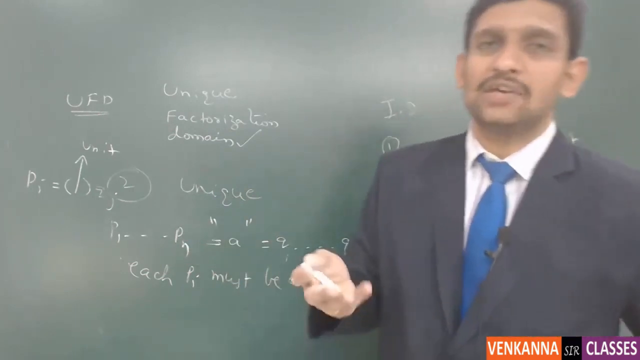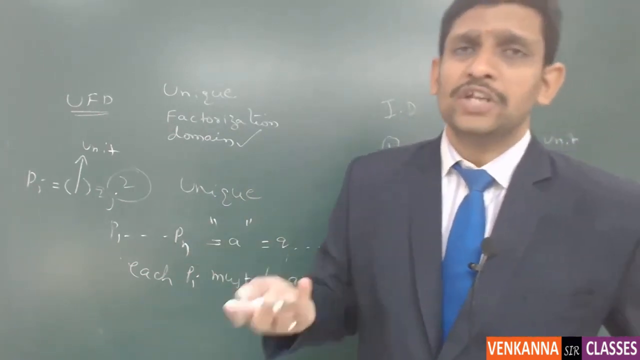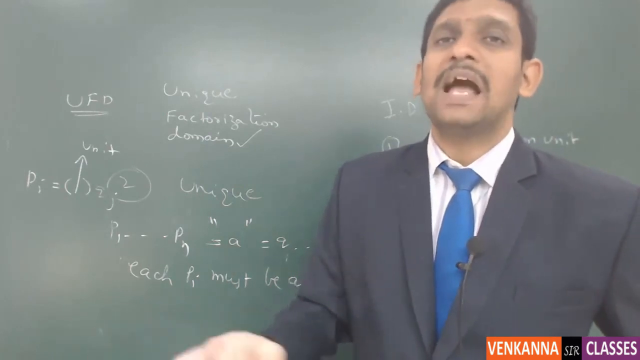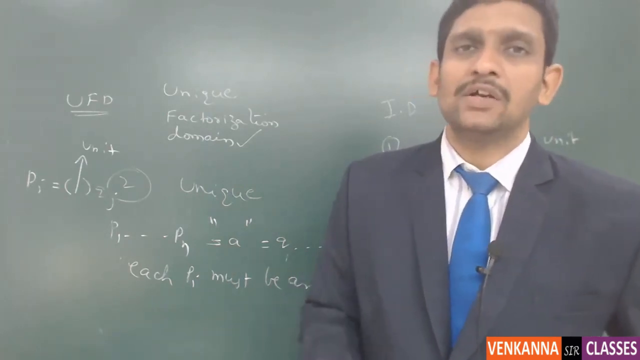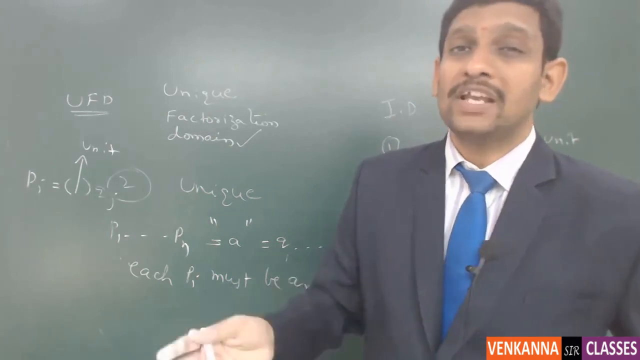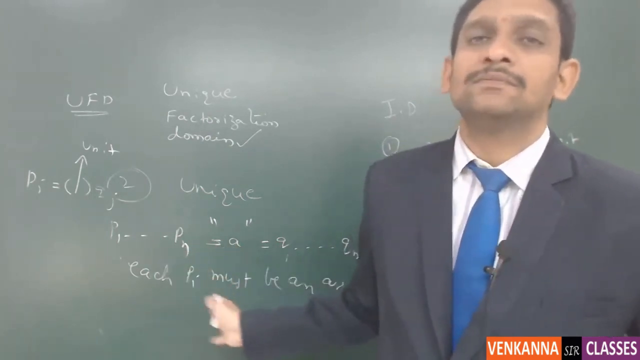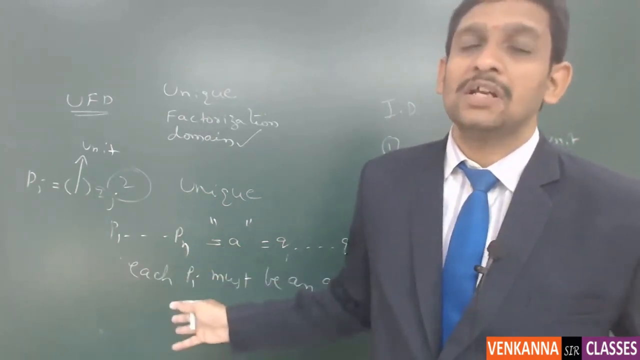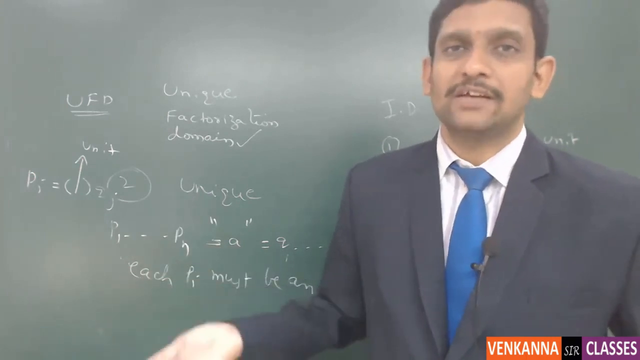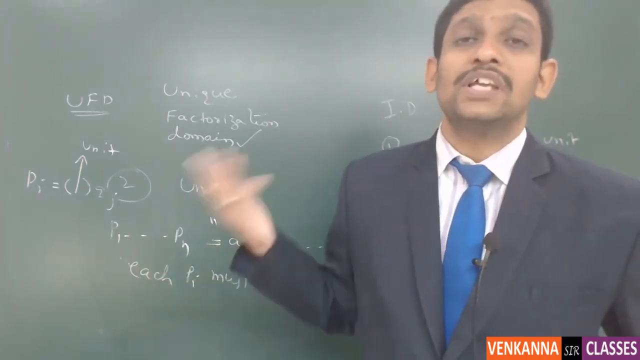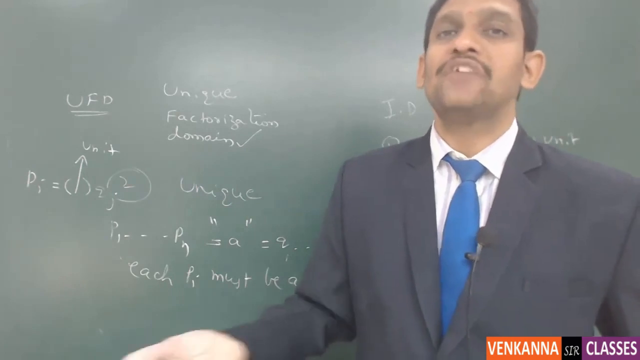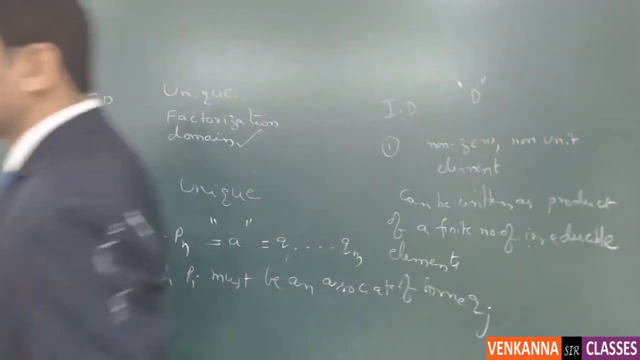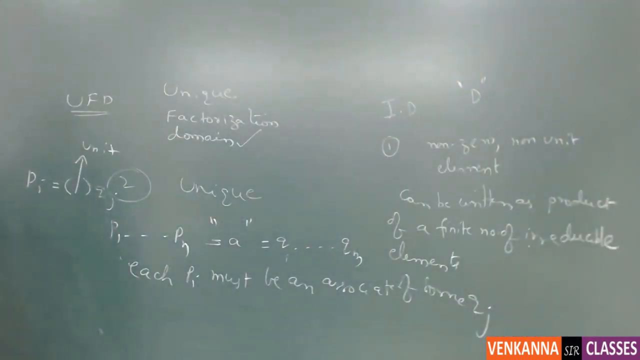But if you take the case of a field, every non-zero element by default will have the inverse because it is a field. So there is no need to write the factorization further. There is no need to write the factorization because every element is having an inverse there, right? So every field is by default a unique factorization domain. Clear? The fundamental example.